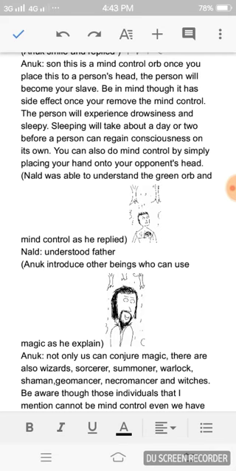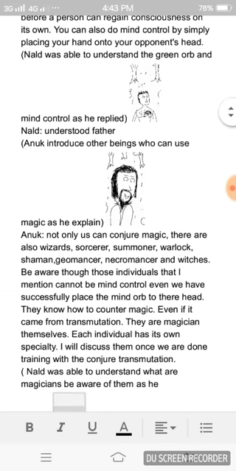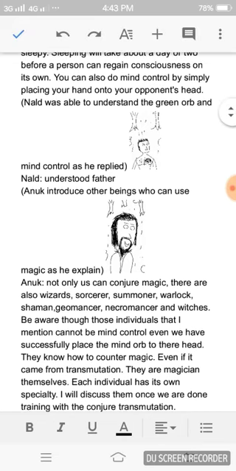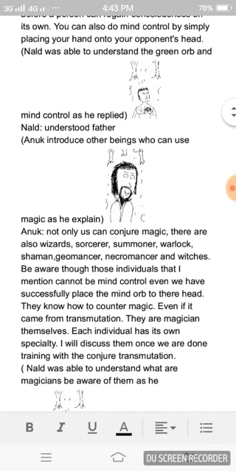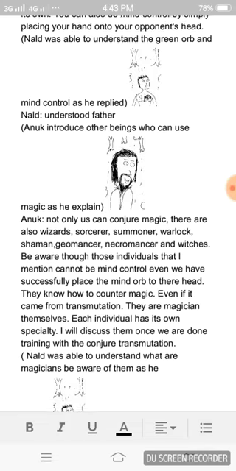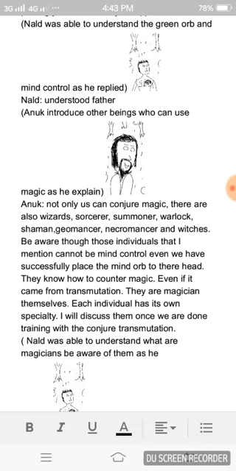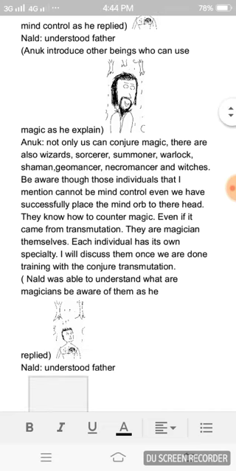Anak introduced other beings who can use magic, as he explained. "Not only us can conjure magic. There are also wizards, sorcerers, summoners, warlocks, shamans, geomancers, necromancers, and witches. Be aware though, those individuals that I mentioned cannot be mind controlled. Even if we have successfully placed the mind orb on their head, they know how to counter magic, even if it came from transmutation. They are magicians themselves.